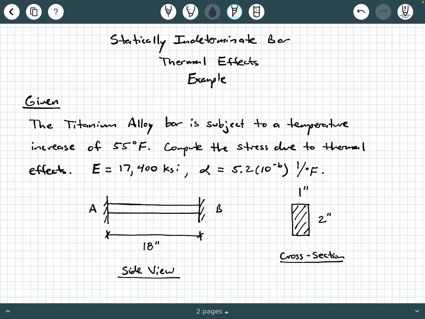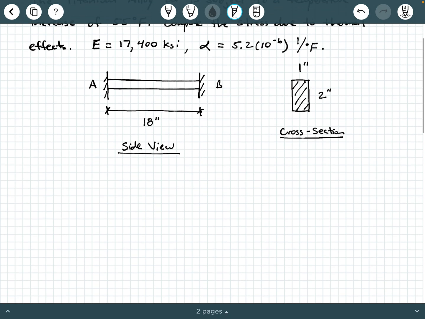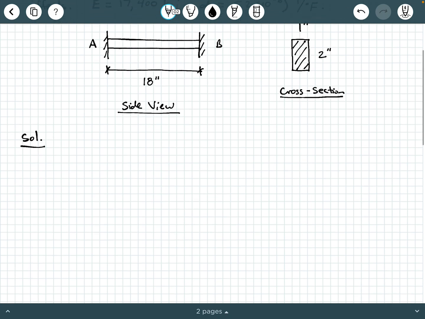We see a side view of the bar that's 18 inches long, and we see that it is fixed at both ends, A and B. And we see that the cross section is given here as 2 inches by 1 inch. So let's go ahead and get started. I'm going to start by writing solution. And the first thing I want to note is that this is statically indeterminate due to geometric constraints. So let's write this down.